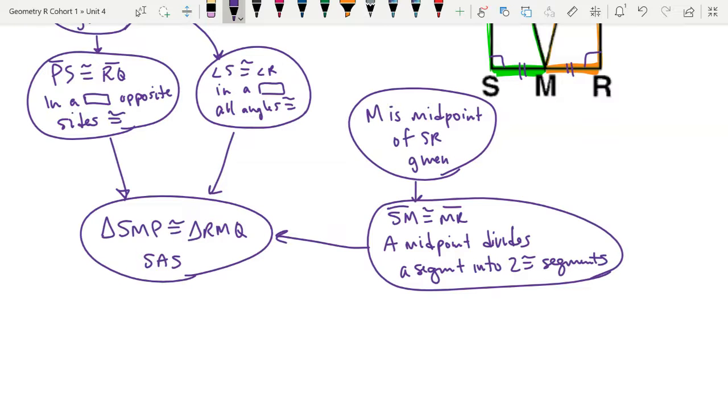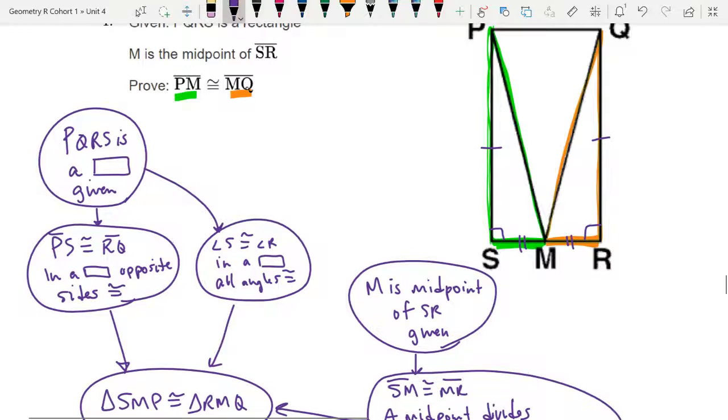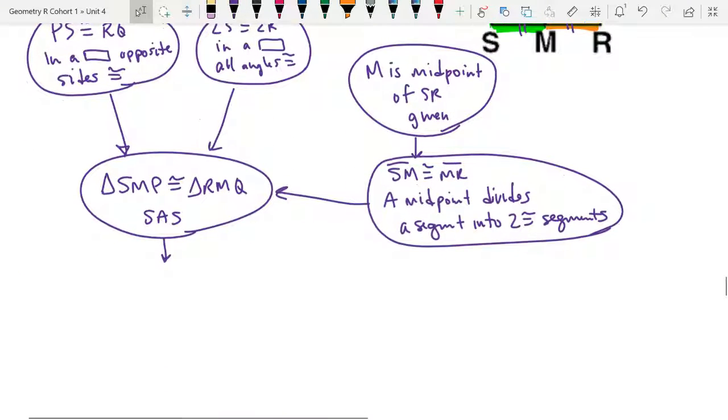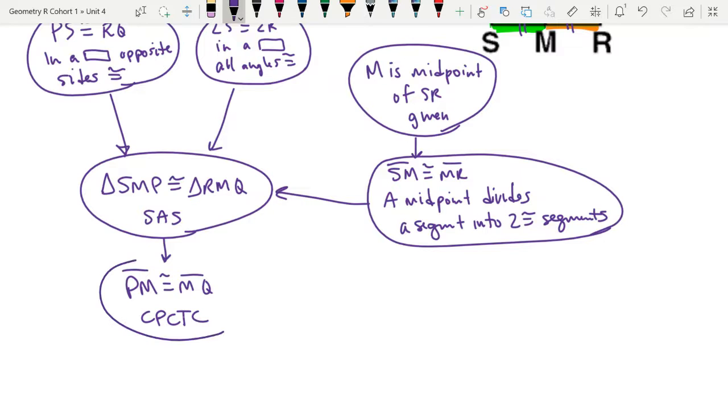Because of this, I know that PM and MQ are congruent because they're in these 2 triangles. So I can say PM is congruent to MQ because of CPCTC. That's my proof.